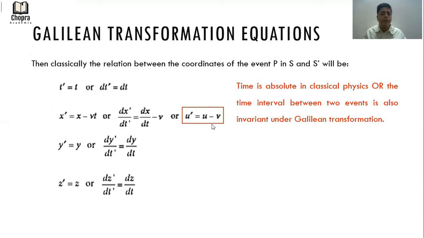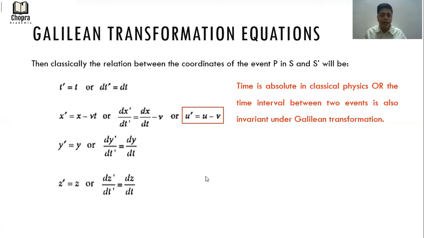Now y dash is equal to y, which implies dy dash by dt dash is equal to dy by dt. Similarly, z dash is equal to z, which implies dz dash by dt dash is equal to dz by dt. This result is coming into picture because we have taken motion only along x-axis. So we'll be continuing further.